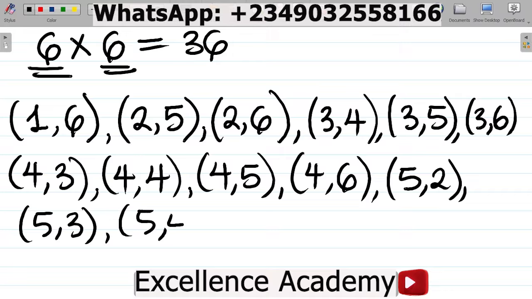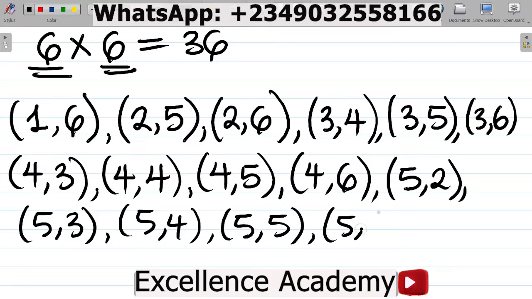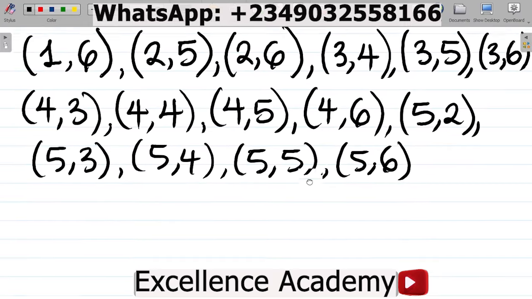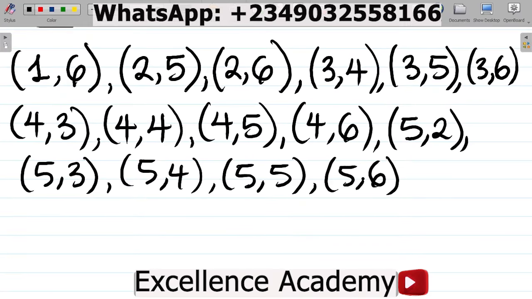Also 5 and 4, that will give you 9. Also 5 and 5, that gives you 10. Also 5 and 6, all right, that gives you 11, or greater than 7. Finally, we can do 6. We can do 6 and 1, that's 7.